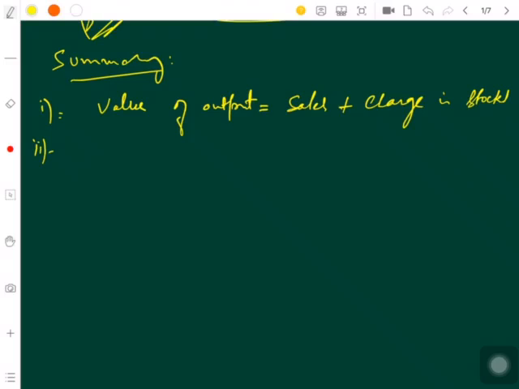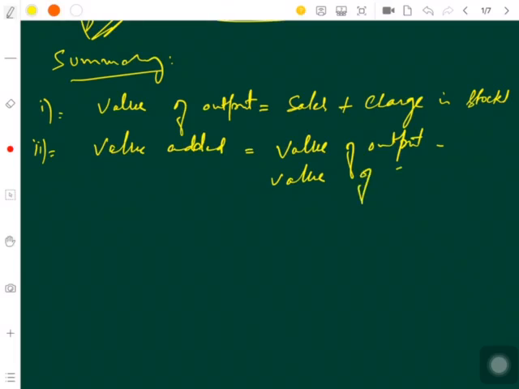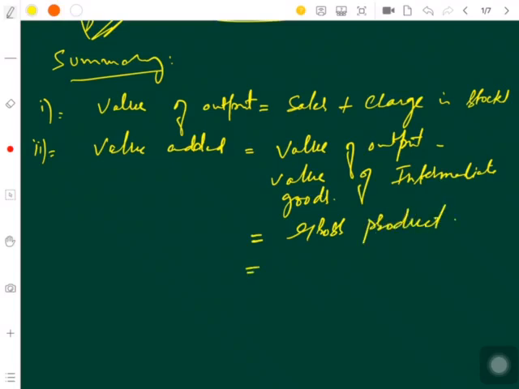Number second, value added is equal to value of output minus value of intermediate consumption or intermediate goods, which is in turn equal to gross output or gross product, which is in turn equal to gross value added at market price.